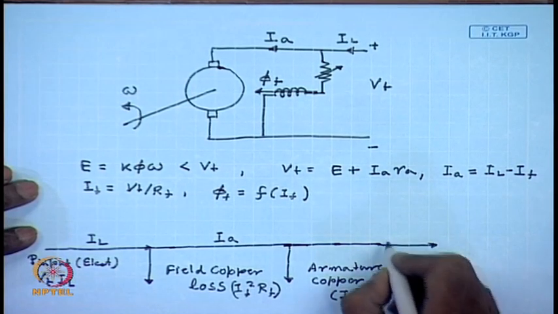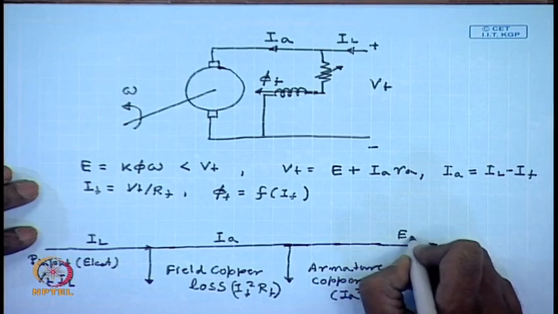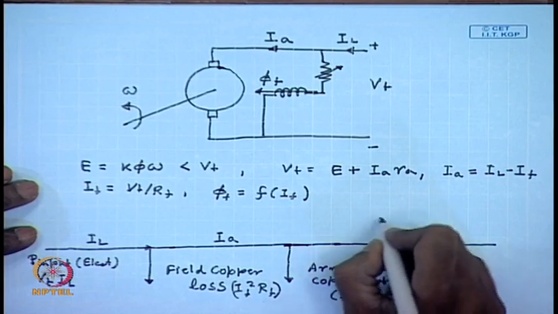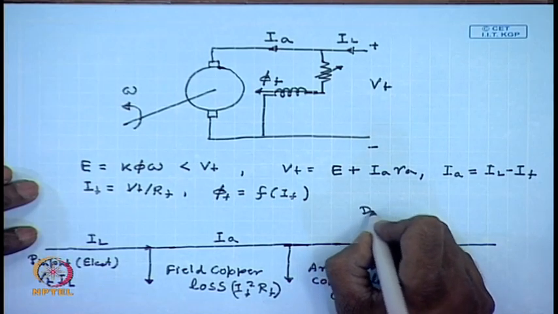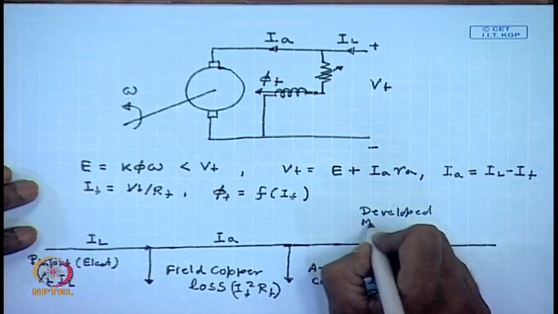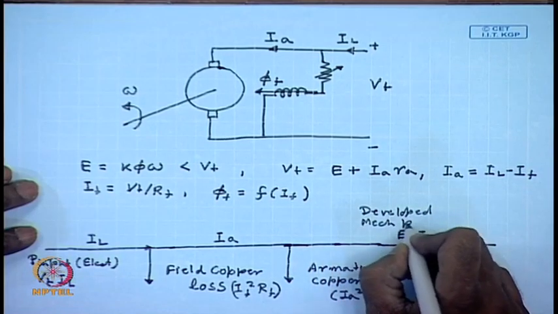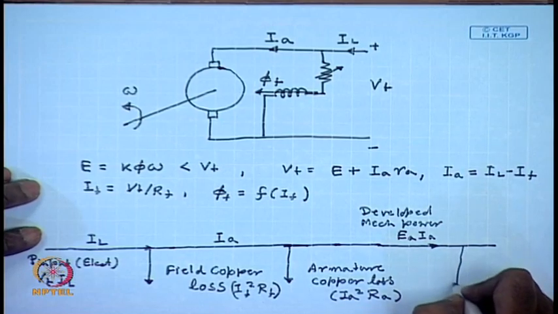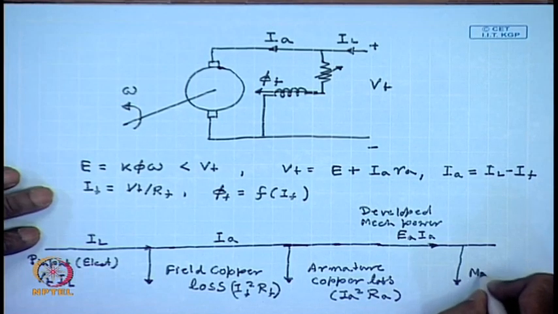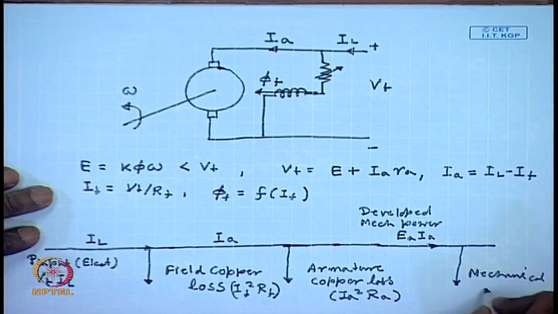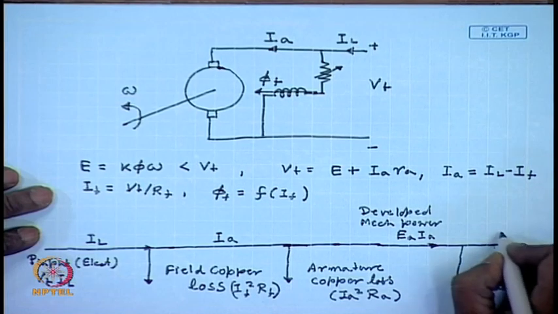So, this is the developed power E_A I_A, which is converted to mechanical power. Next is the mechanical losses, and the mechanical power output.